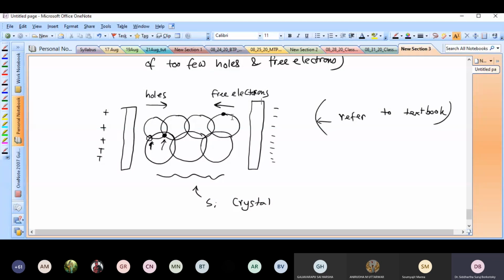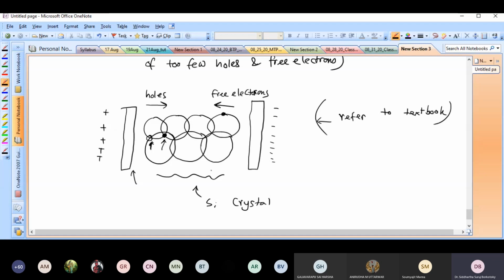Once the free electron reaches this plate, it gets into the outside of this crystal because it's a conductor. It will merge with the positive terminal of the battery, because the positive terminal is a positive charge and the electron is a negative charge. And the holes will be moving from left to right, and at some point a hole will encounter a negative charge, the electrons supplied by the battery, and then that hole will disappear.